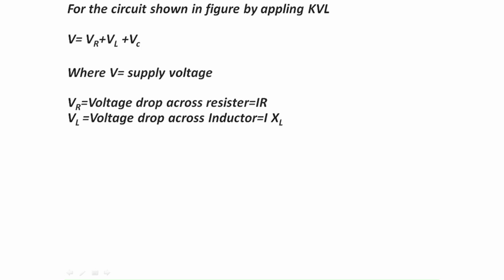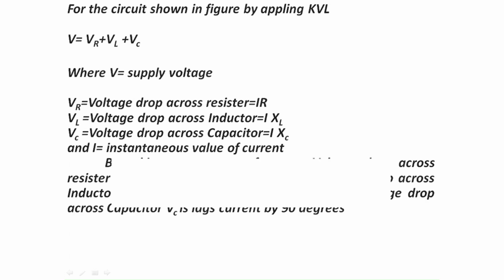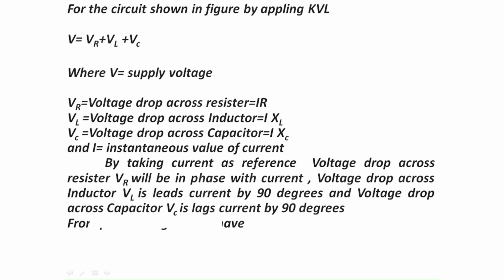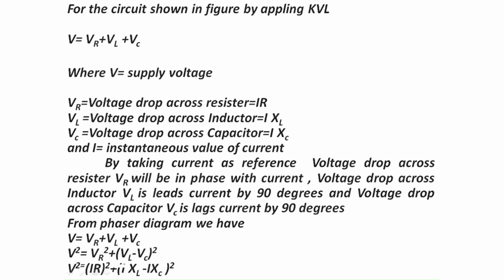According to Kirchhoff's voltage law, voltage V equals the sum of three voltage drops VR, VL and VC, where VR is the voltage drop across the resistor, VL is the voltage drop across the inductor, VC is the voltage drop across the capacitor, and V is the supply voltage. VR equals I into R, VL equals I into XL, and VC equals I into XC. By drawing the phasor diagram, taking current as a reference, we can conclude that voltage V equals VR plus VL minus VC.